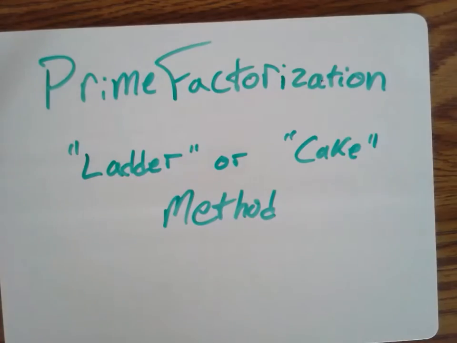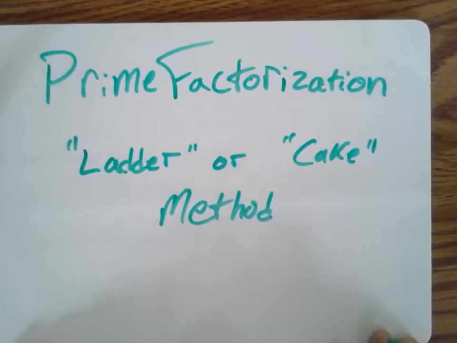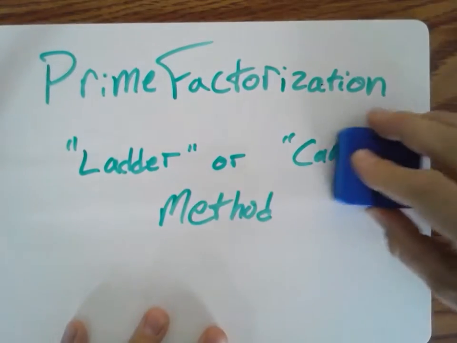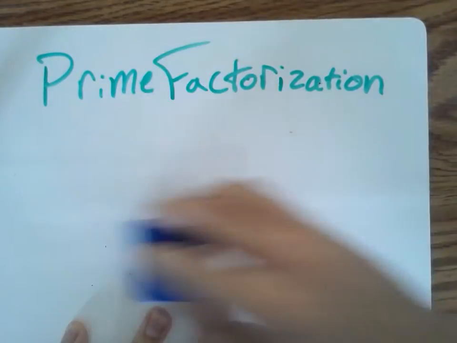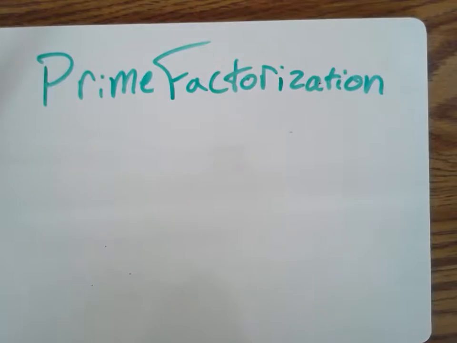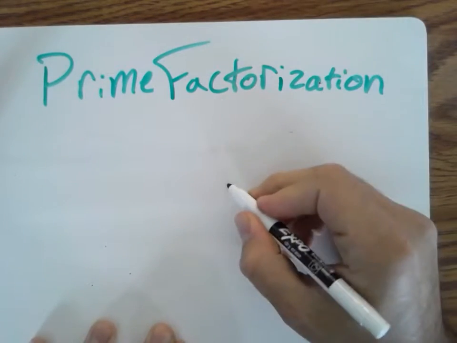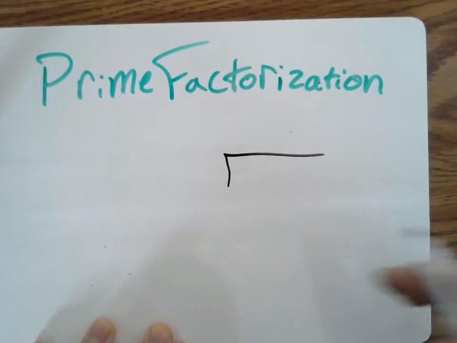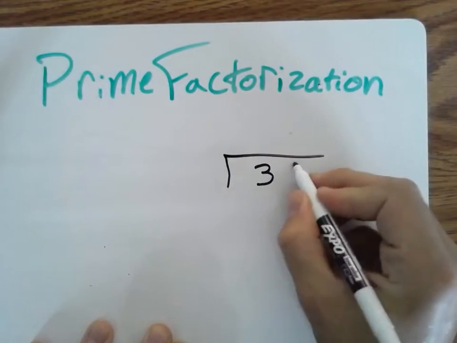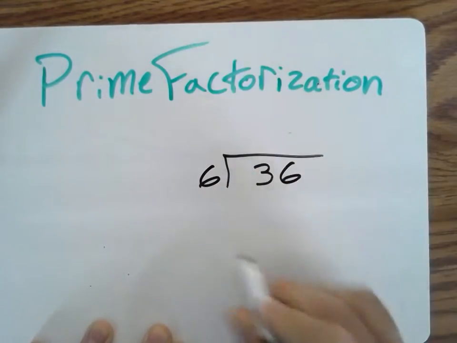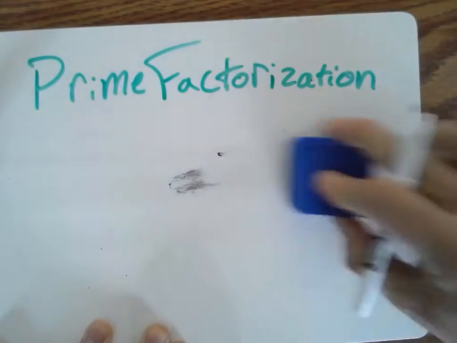Okay, so here we have a brief tutorial on how to do the prime factorization using the ladder or cake method. We call it the ladder or cake method because of the way it's going to look, and to do that we're basically going to use an upside down division bracket. The same way that when we would use the standard algorithm for division or long division, right, we would say 36, 6 goes into 36, this is how we would draw it, but we're not going to do that.